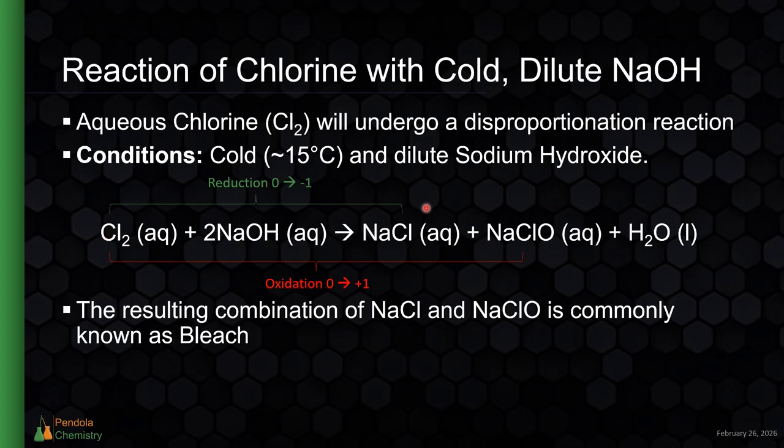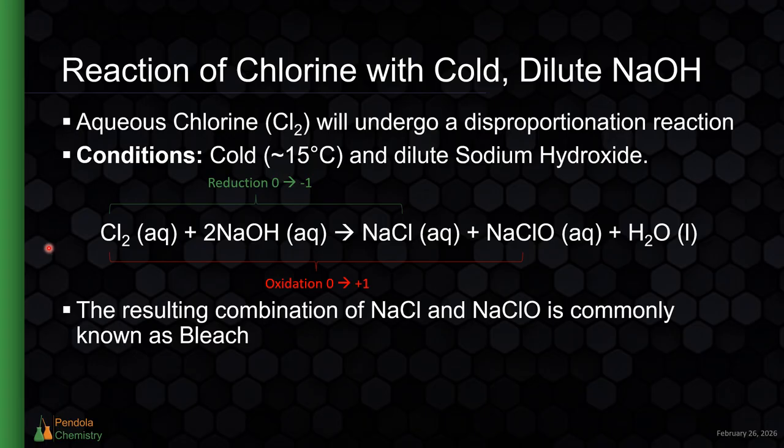Now, this combination that we get out of this reaction is actually very well known. That sodium chloride and sodium hypochlorite combination is what we know as bleach in everyday life. So whenever you use bleach to kill bacteria or to clean your house, you're using this combination of sodium chloride and sodium hypochlorite that's created by reacting chlorine gas, or say aqueous chlorine, with sodium hydroxide.